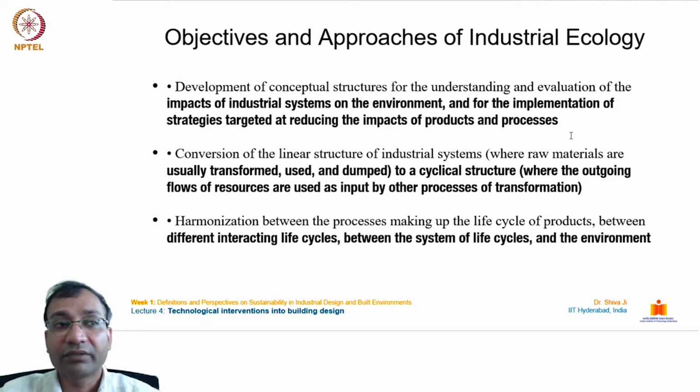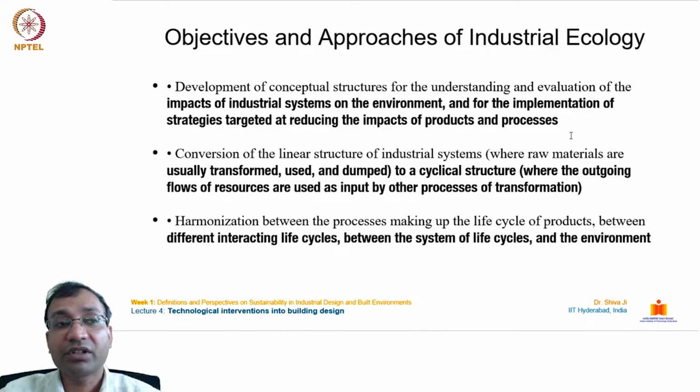Further, the conversion of the linear structures of industrial systems, where raw materials are usually transformed, used, and dumped, to cyclical structures, the one we spoke of in the previous illustration, where the outgoing flows of resources are used as input by other processes of transformation, so that waste generated from one industry or one place can become the raw material of another process. This is how we can close the cycle and prevent the immense amount of garbage being created in recent times.